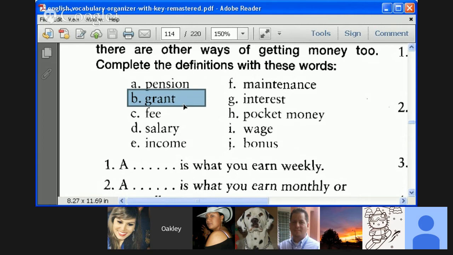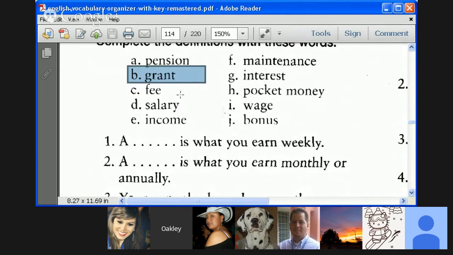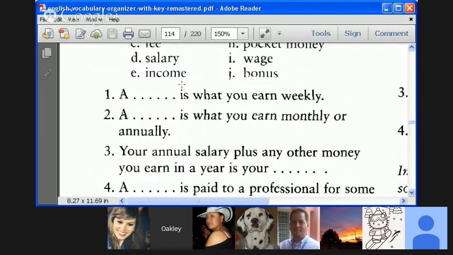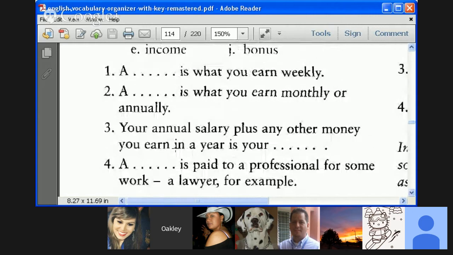All right, okay. So they're given a grant. Here's $1 million. You go study how cockroaches breed. That's a grant. So it's not a fee. It's not a pension. It's not income. Wait a minute. Why is it not a fee? I don't know. I thought fee was something not good.